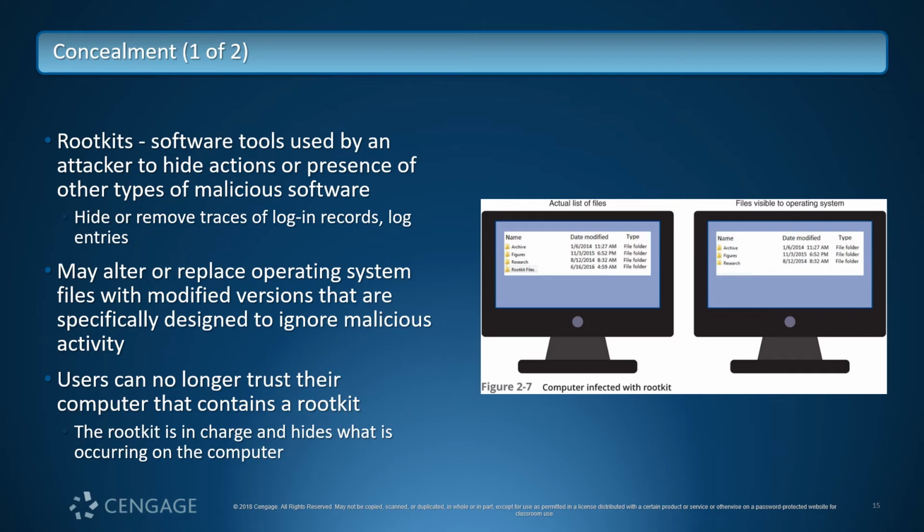Once the computer contains a rootkit, the rootkit is in charge, and users can no longer trust that their machine is doing what they ask it to do, including things like running anti-malware or being able to securely delete files. What's actually occurring on the computer is being concealed by the rootkit, depending on what activity is there and what type of rootkit is being employed.